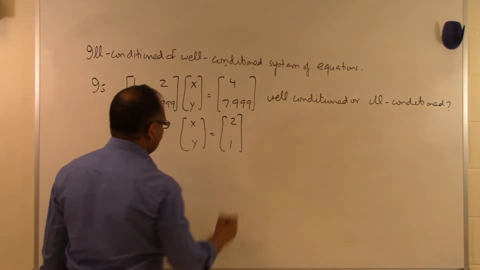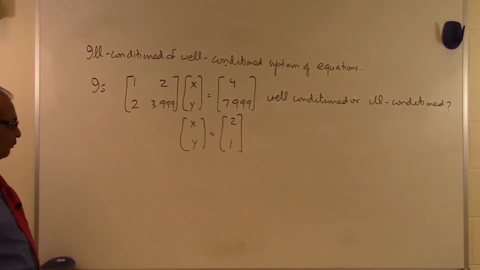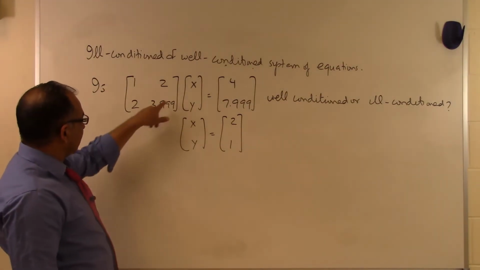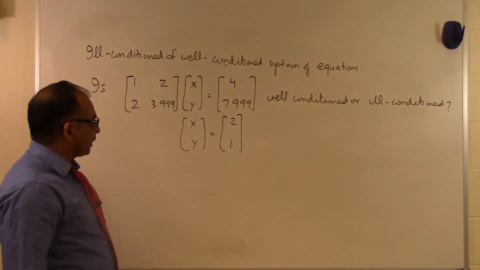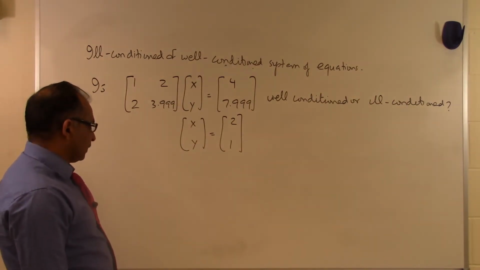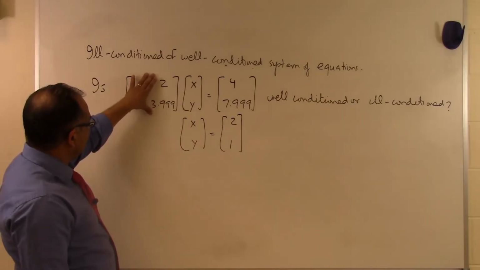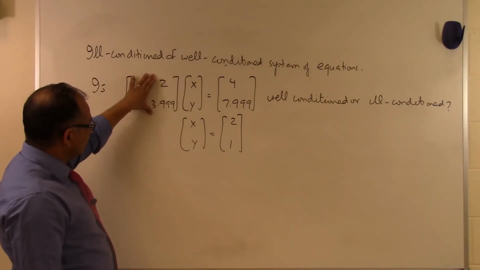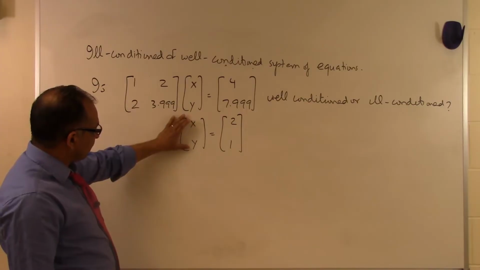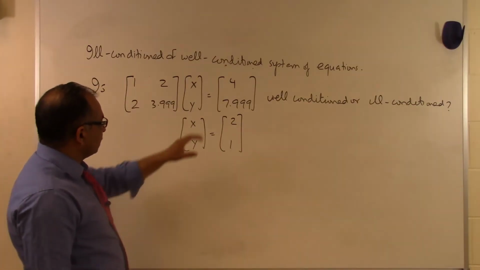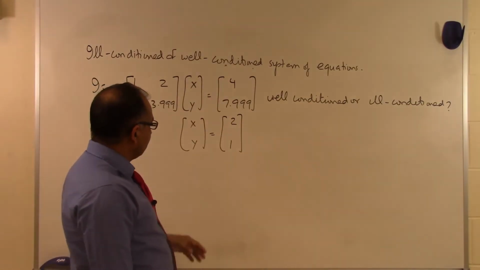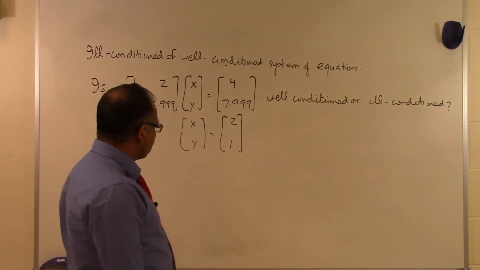If you take x equal to 2 and y equal to 1 and plug them in here, you will get 4 and 7.999. So that itself is the solution. And we want to see whether a small change in the coefficient matrix is going to result in a very different value of x and y. Or if I make a small change in my right-hand side vector, is it going to make a big difference in my x and y?